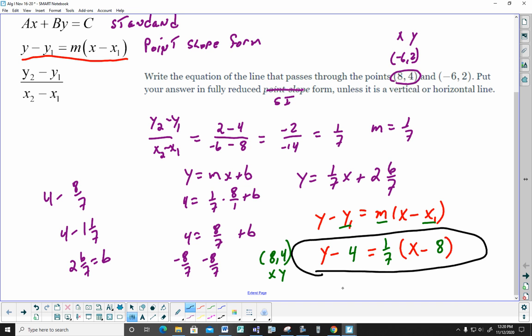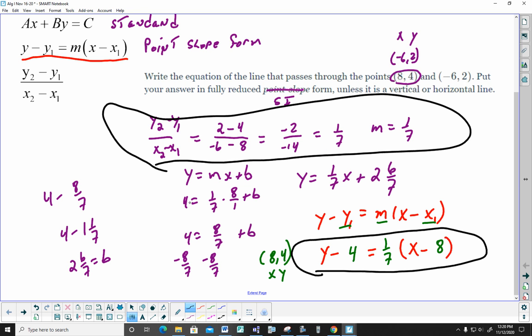That's it. The problem's over with. All this stuff in purple isn't needed. Well, I shouldn't say all of it. You had to do this first part in purple. You had to find the slope first. The rest of this purple stuff isn't needed. That is your final answer.